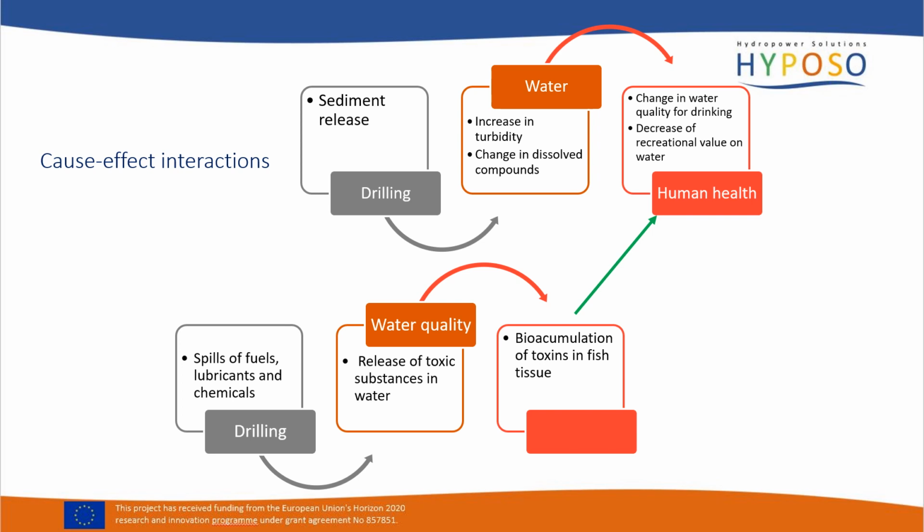For instance, we think on what is coming out from the project and a specific activity or work, then what is resulting from it. For instance, if we are talking about excavation or drilling, we can think that there is a release of sediment. Then what happens when that sediment is released in the river? For instance, it will increase the turbidity in the water. It might change the dissolved compounds that are there. So it's decreasing the quality of water.